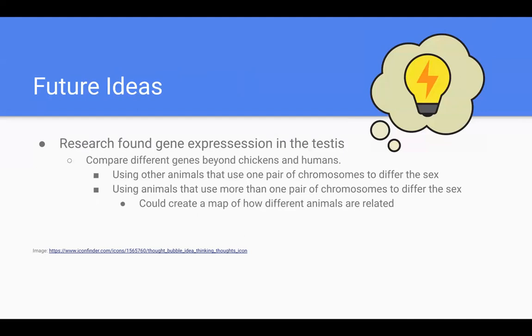In the research, gene expression was found in the testes. One example of a future idea is to compare different genes beyond humans and chickens. This could look like using other animals that use one pair of chromosomes to differ the sex, or even using animals that use more than one chromosome pair. Using this model, it could be used to create a map of how different animals are related and the reproduction of animals in relation to evolution.